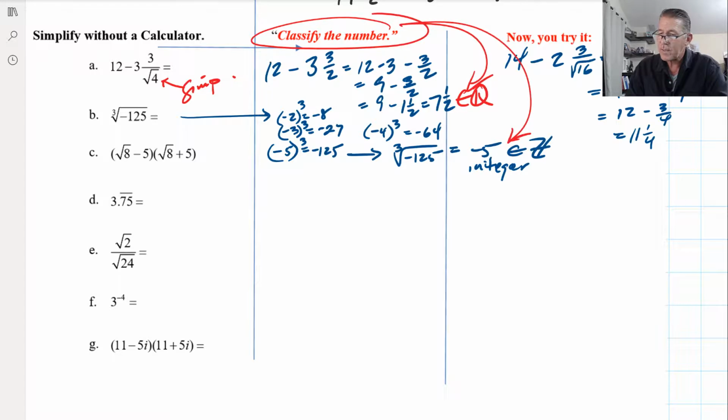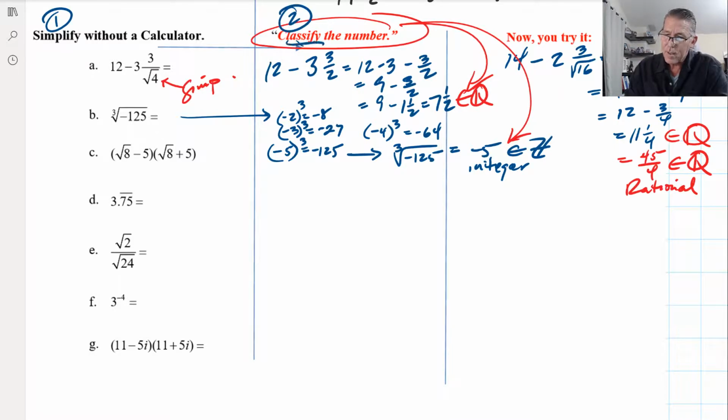And then right here, it's an integer. And this right here is a rational number because 4 times 11 is 44, plus 1 is 45, so 45/4. That's an element of Q. Okay, the quotient, rational. Remember, Q stands for the rational set. So what you want to do is simplify and then classify. Step 1, simplify. Step 2, classify. Okay, next one.